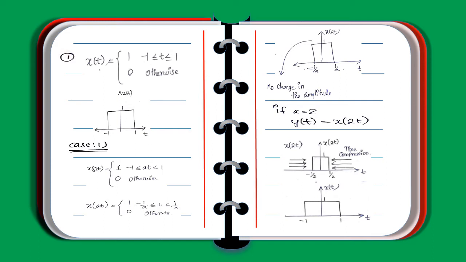We can see that the limits minus 1 by a to plus 1 by a are now minus 1 by 2 to plus 1 by 2. Amplitude remains the same. This is x of 2t. And if you compare with x of t, which was lying between minus 1 to plus 1 with the same amplitude, we can see that a compression of this signal has occurred. So this is the time scaled version, a compressed version of the signal x of t.